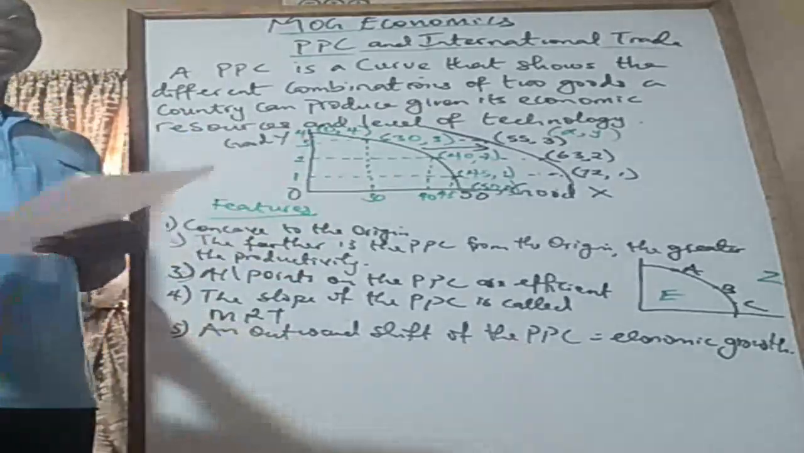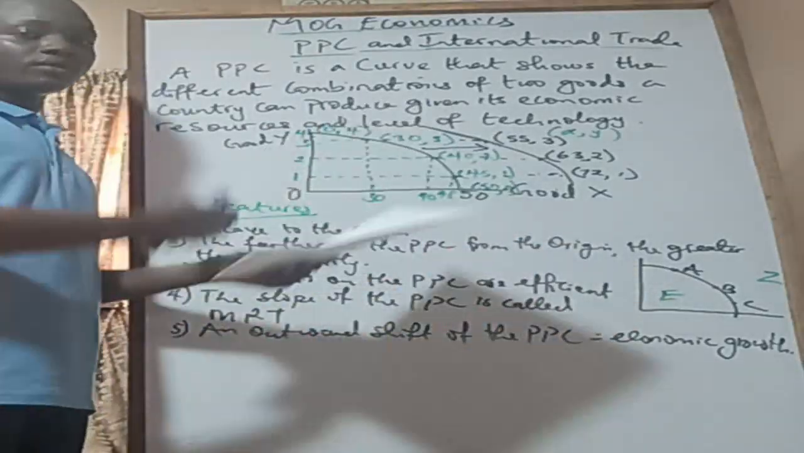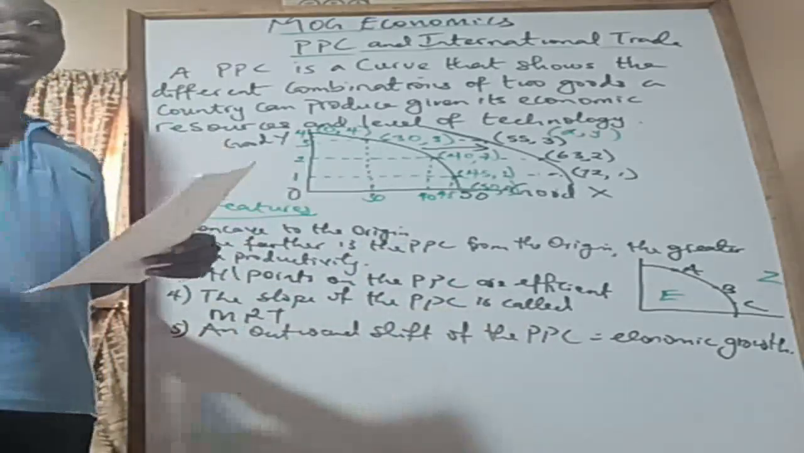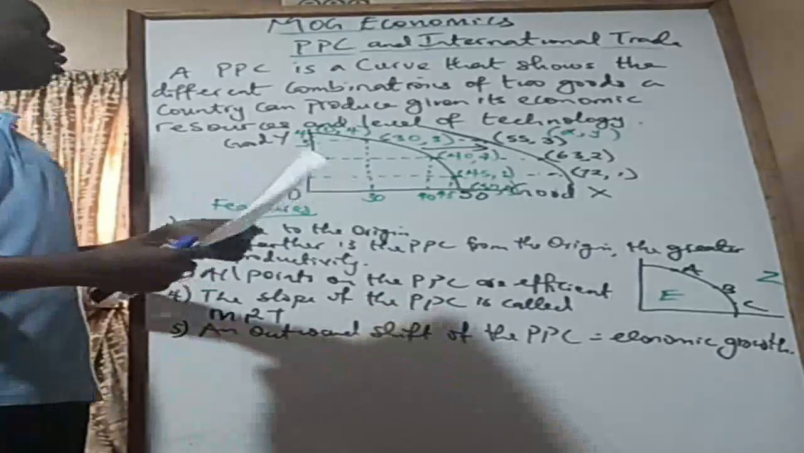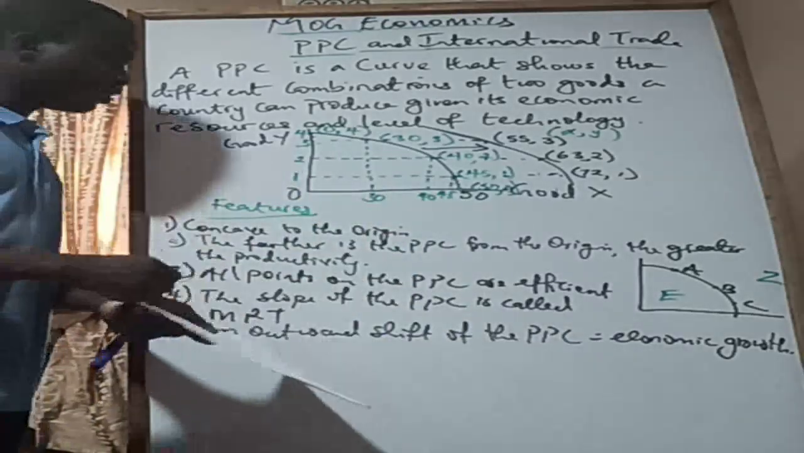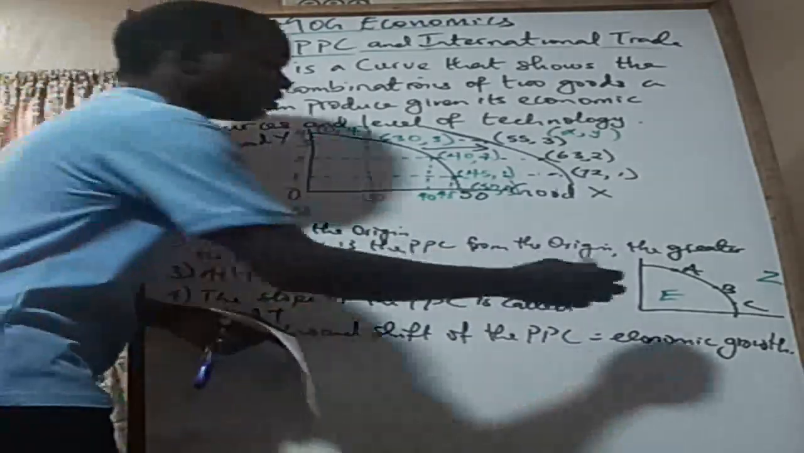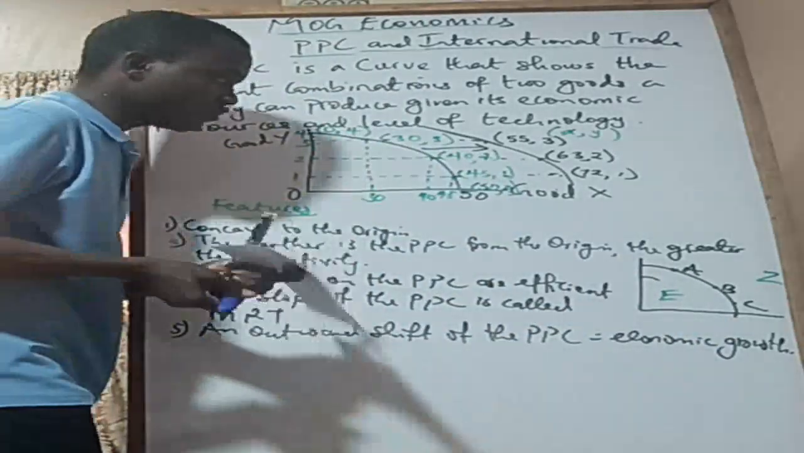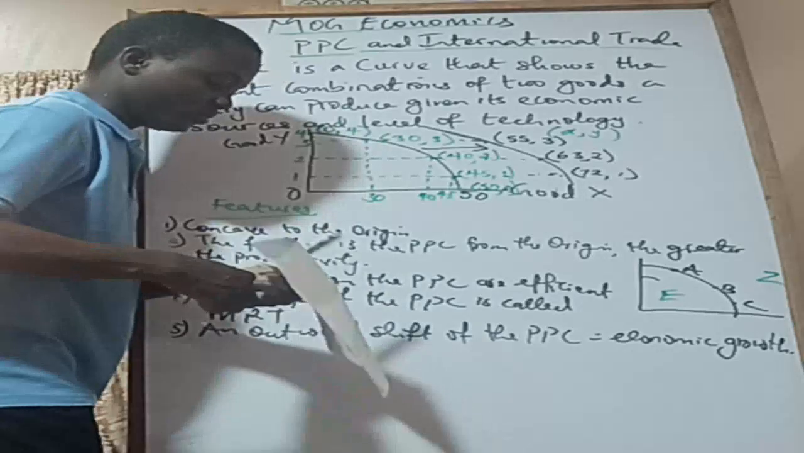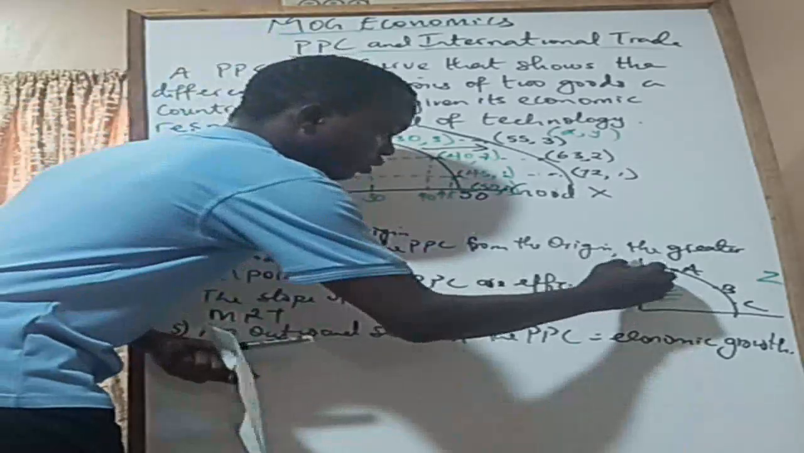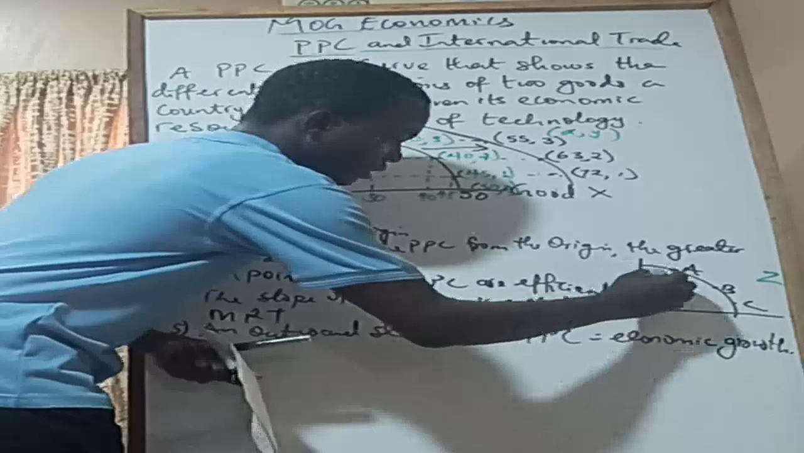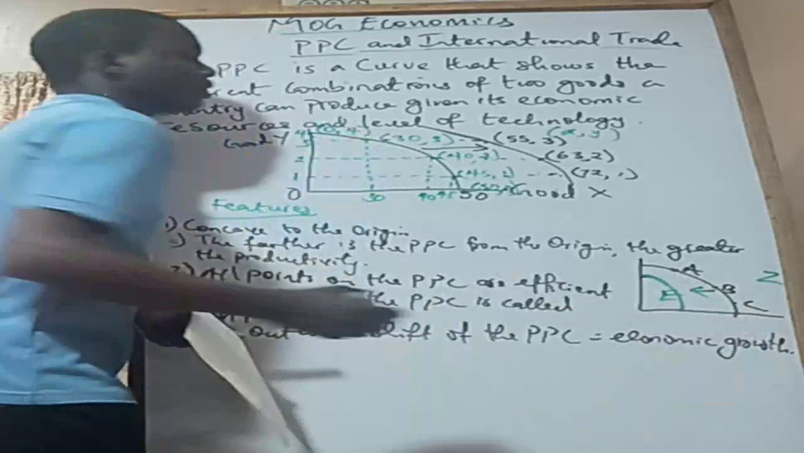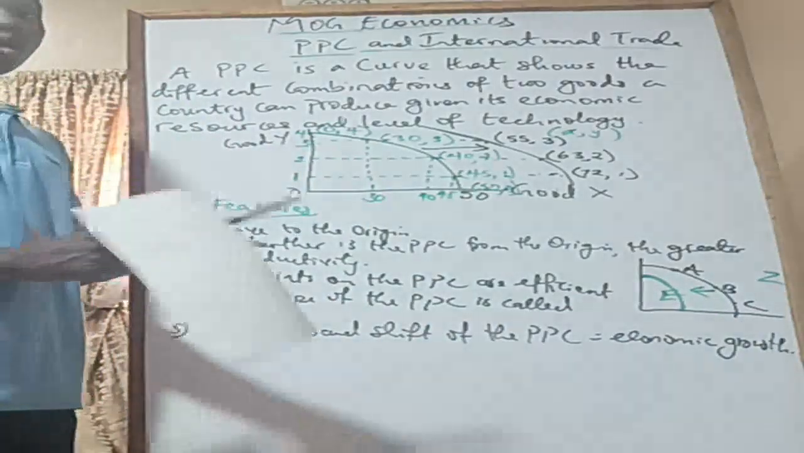So what about the things that can cause an inward shift of your PPC? That is, what can cause an economic decline? If you were here initially, what is going to make you to be here now? Okay, so this is an economic decline. That'll make it to be there. So definitely it is the reverse of the first thing.